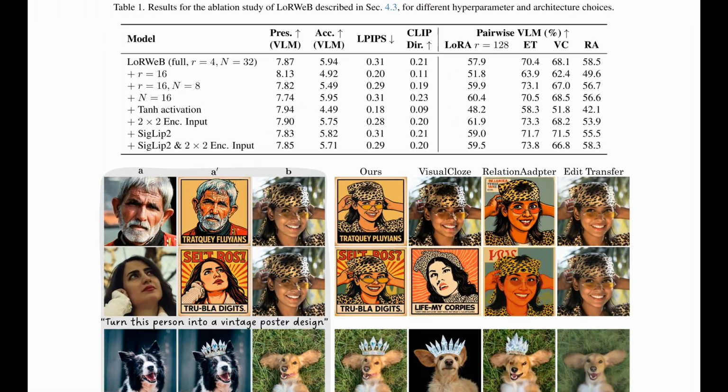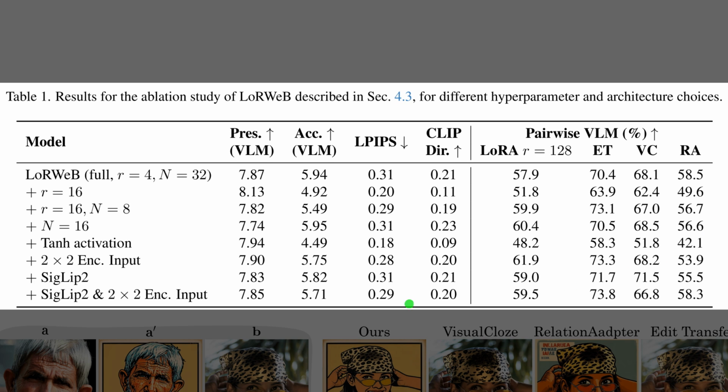So, while Figure 5 established overall success, Table 1 now digs into specific design choices through an ablation study. The first row displays the default configuration, using 32 basis modules of rank 4, which hits the sweet spot with a vision language model accuracy score of 5.94. By contrast, the second row reveals that simply increasing the rank to 16 actually hurts the model, dropping accuracy significantly. Finally, looking at the bottom rows, replacing the CLIP encoder with SigLIP2 barely changes the outcome, confirming the framework works with different architectural backbones.